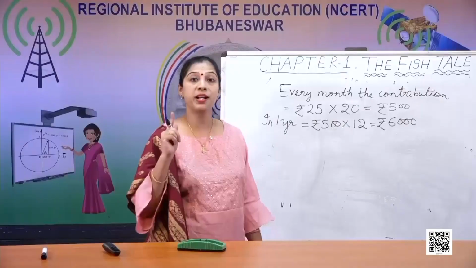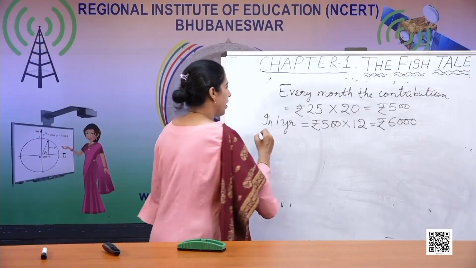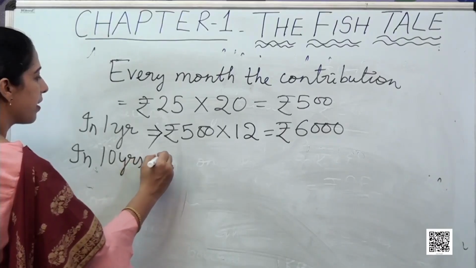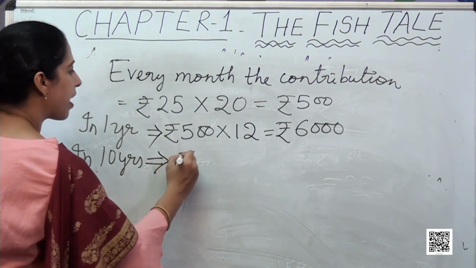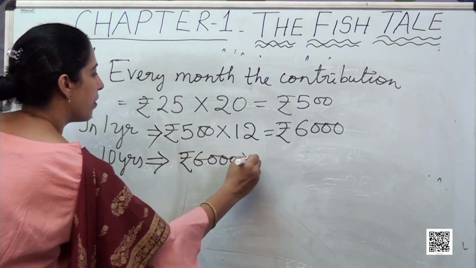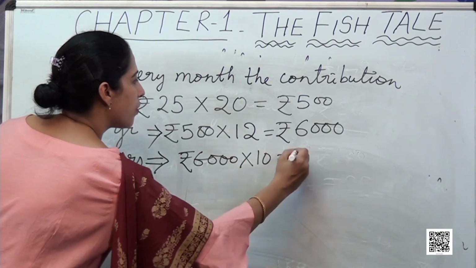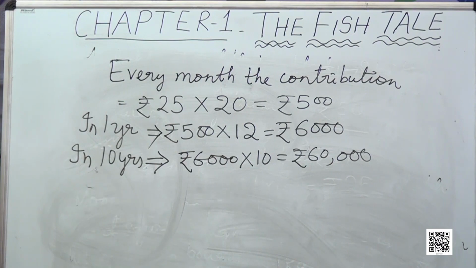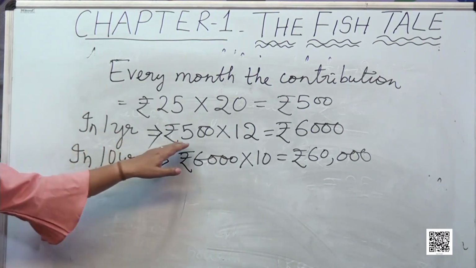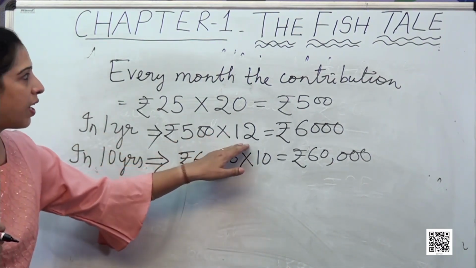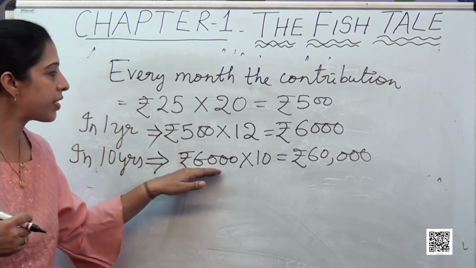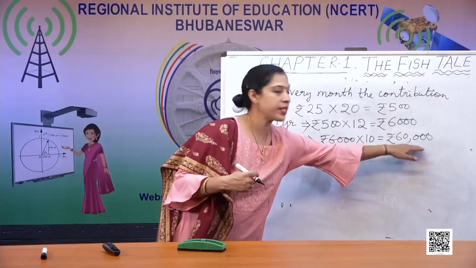How much money will be collected in 10 years? In 10 years, the money collected is rupees 6,000 into 10, which is rupees 60,000. So in 1 year, the money collected is 500 into 12, 6,000. In 10 years, the money collected is 6,000 into 10, 60,000.